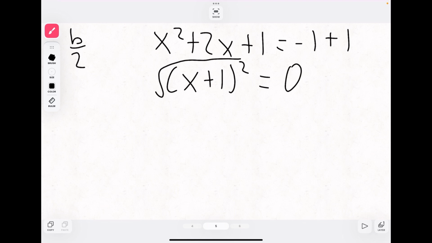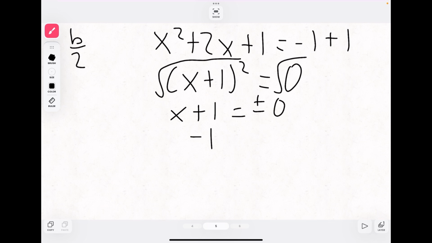You're going to square root both sides, and you're going to get x + 1 is equal to plus or minus 0. But obviously, since the number is 0, the plus and minus don't matter, because whether it's a positive or negative 0, your answer is still going to be the same.